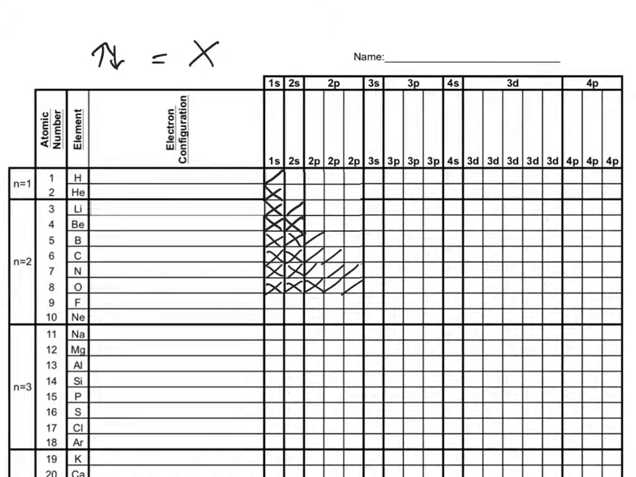Fluorine then comes in and has 9 electrons, 1, 2, 3, 4, 5, 6, 7, 8, 9. And finally, neon has 1, 2, 3, 4, 5, 6, 7, 8, 9, 10. And that fills up the second energy level. So the next one will be sodium with 1 electron in the 3s, and then magnesium with 2 electrons in the 3s. And then everything else before it will be filled.